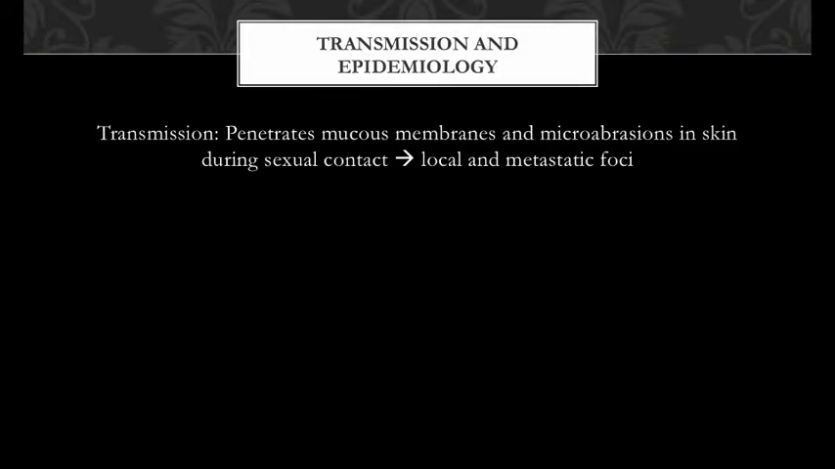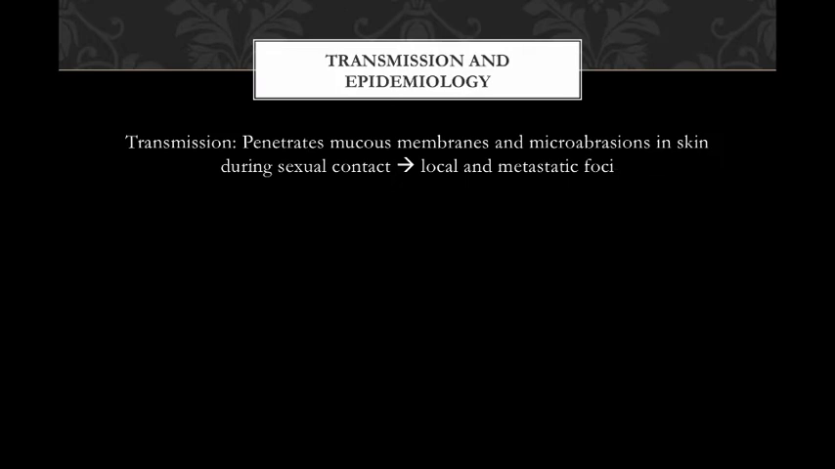Syphilis is transmitted by penetrating the mucous membranes and the microabrasions in the skin during sexual contact. Once it has penetrated these barriers, it spreads via blood vessels and lymphatics, creating local and metastatic foci of infections. It is highly infectious. The 50% inoculation dose is just 57 organisms.